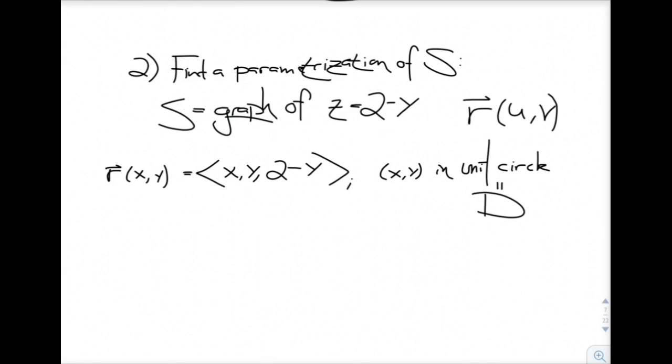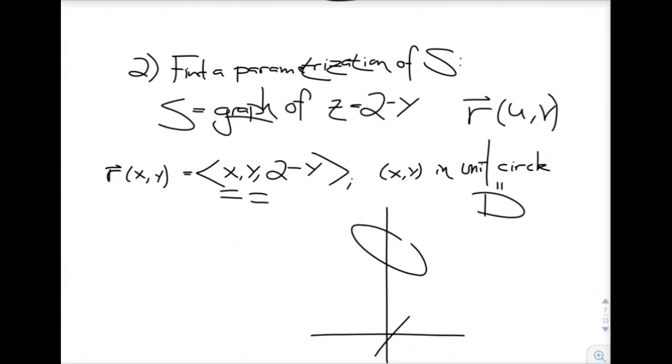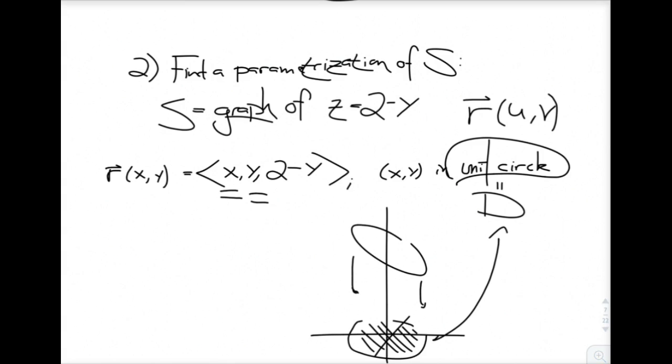There's one extra important step here. What are the bounds on the parameters X and Y? Well, remember, here's our ellipse, looks like this, right? So X and Y range over what set? Well, if you project this thing downward, you can see that X and Y fill in the unit circle, which I will refer to henceforth in this problem as D.